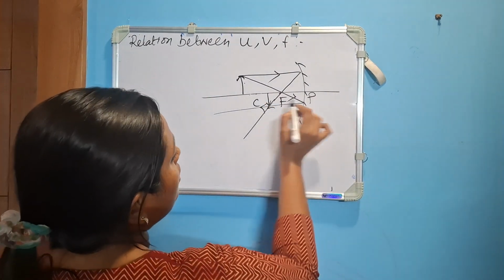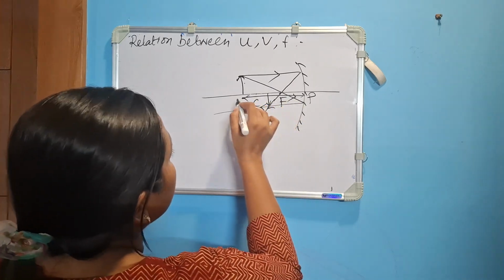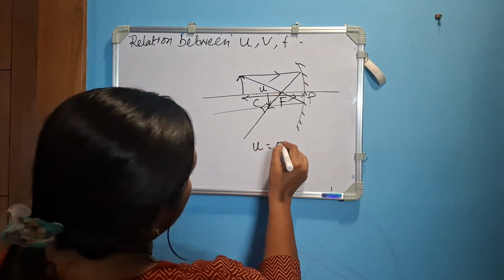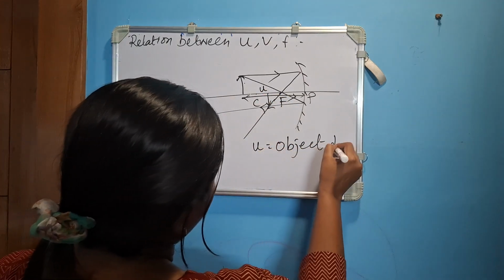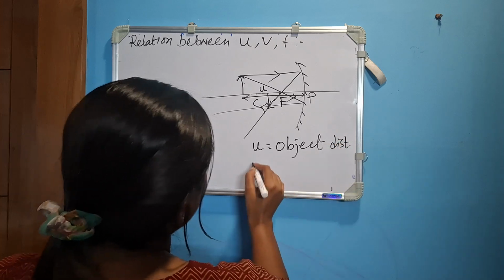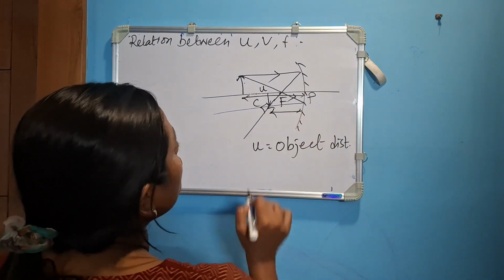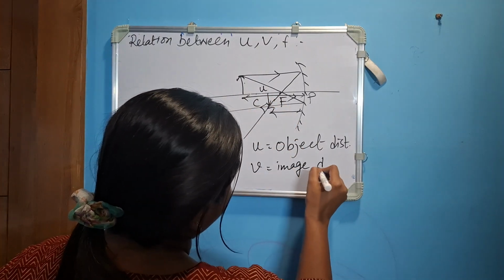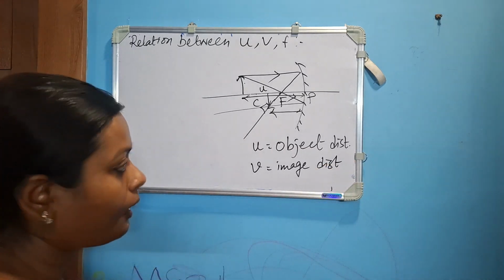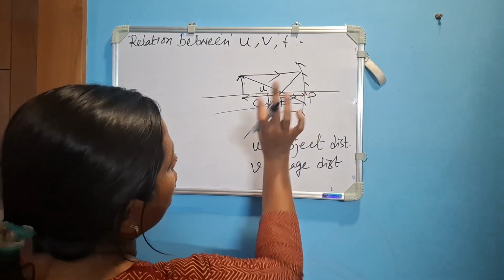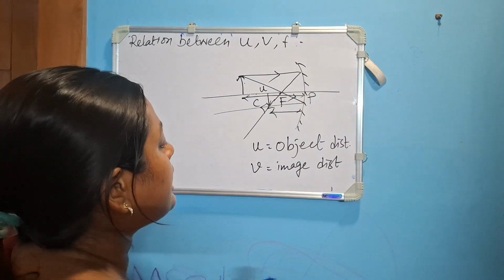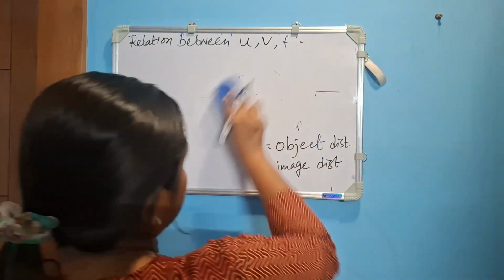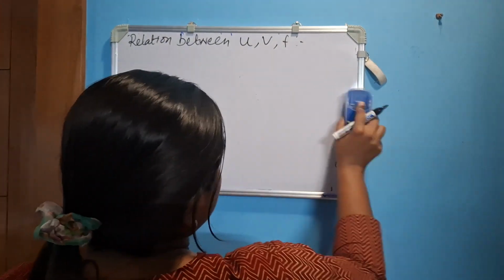So now this is the pole. The distance between this pole and the object is called U. U means the object distance. And the next one, the distance between pole and image is called V, the image distance. And the distance between pole and F is the focal length. This figure I have drawn only for the understanding of the object distance and the image distance. Now let's go back to the same figure.